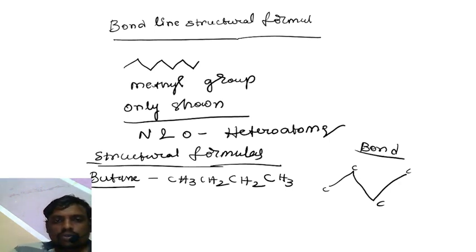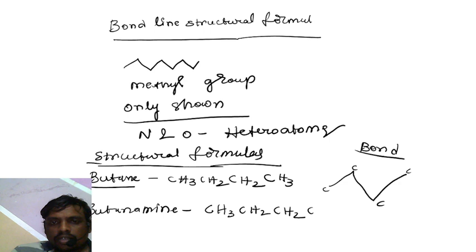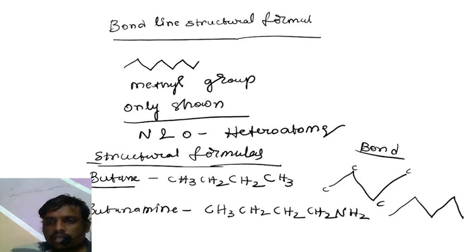Butanamine, one more example. Here butane is there, along with an amino group. So CH3, CH2, CH2, CH2, 4 carbons, and finally the amino group NH2 I have to mention. And in the bond line formula, at the end of the bond line we get the amino group. What is that? Amino group.